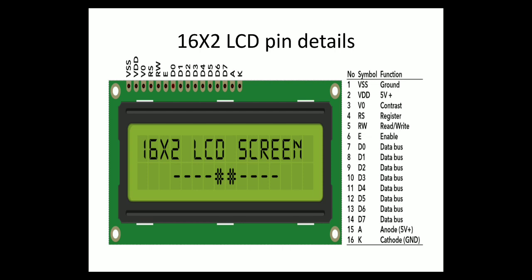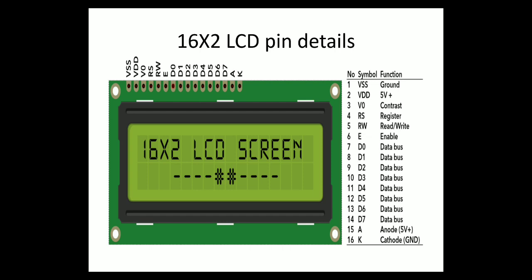Pin number 6 is called enable. Whenever you want to send a command or send data, this enable line has to be applied a proper pulse. Only then is the LCD capable of reading or writing data. So these are very important. Remember, 3 of them are very much required: RS, RW and enable.